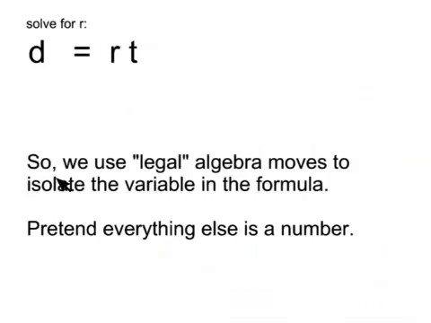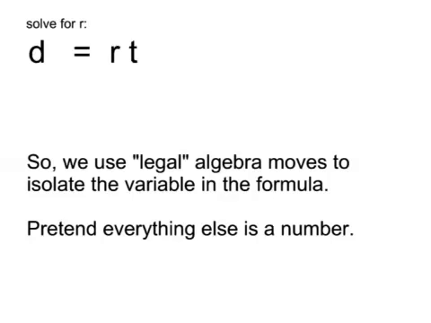We've been learning this year all these legal algebra moves. I call them tools in your toolbox, that we can add on both sides the same thing, subtract, and so on, as long as it's the same thing on both sides. And every time we isolated the variable x in our examples. Well, now we're going to be isolating variables, and we're going to pretend everything else is a number.